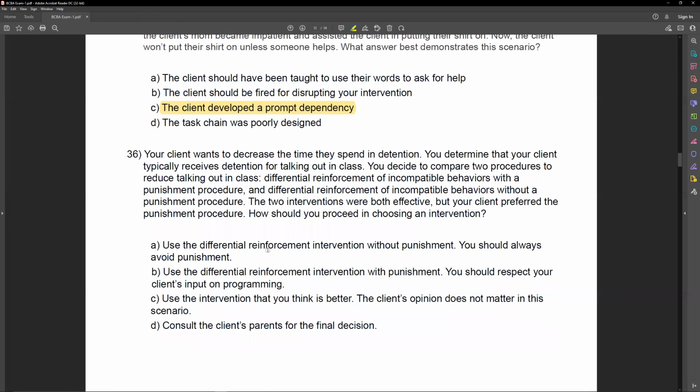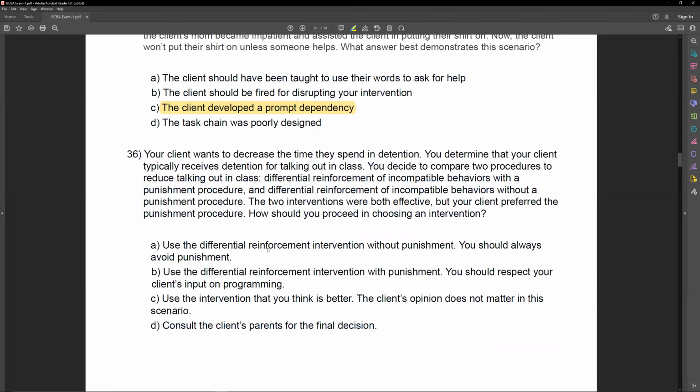36, your client wants to decrease the time they spend in detention. You determine that your client typically receives detention for talking out in class. You decide to compare 2 procedures to reduce talking out in class: differential reinforcement of incompatible behaviors with a punishment procedure, and differential reinforcement of incompatible behaviors without a punishment procedure. The 2 interventions were both effective, but your client preferred the punishment procedure. How should you proceed in choosing an intervention?